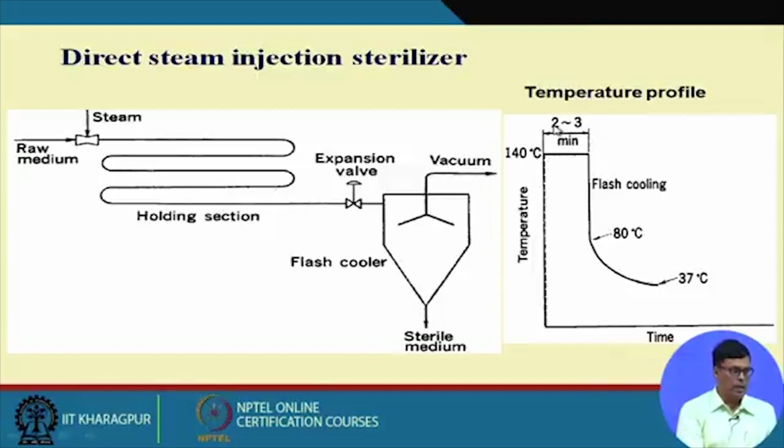Now here is the temperature-time profile of this system. You can see that as soon as the media is injected, the temperature rises instantaneously, because there is basically no heat loss; the heat from the steam is directly transferred to the media. So the temperature instantaneously rises to 140 degrees centigrade and you can hold it. Then you can do the flash cooling like this to 80 degrees centigrade, then slowly cool it down to 37 degrees centigrade. This is what we have, but this is not in practice in industry.